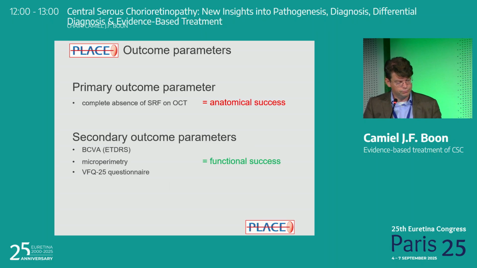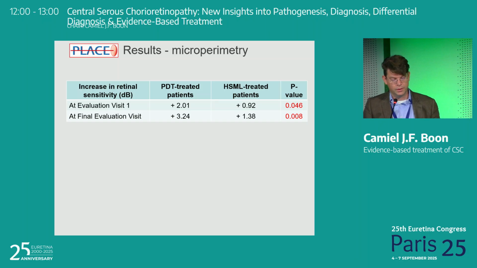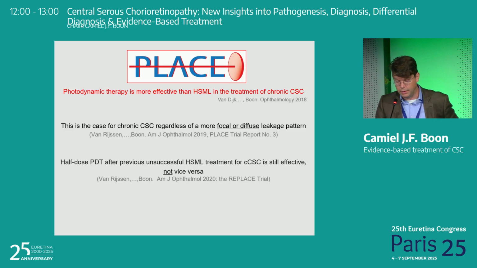Here are the settings. So the primary outcome parameter was anatomical success, so a complete resolution of fluid on OCT, and the secondary outcome parameters were functional parameters, so BCVA, microperimetry sensitivity, and a vision questionnaire, quality of life questionnaire. And we found a markedly higher percentage of complete resolution in the PDT treated group compared to the micropulse laser group. And also the PDT was more favorable in terms of an increase of retinal sensitivity on microperimetry. So we concluded in the study that was published in Ophthalmology already quite some years ago that photodynamic therapy is more effective than micropulse laser for treating chronic CSC.